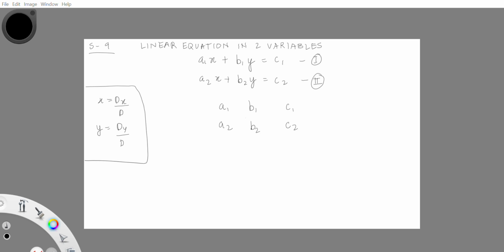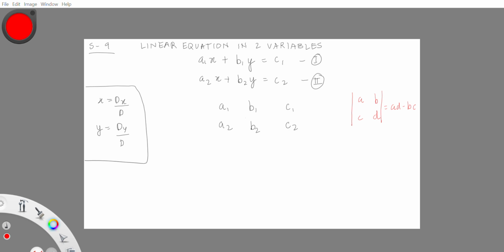Now as we learned in the previous section, a determinant given by a, b, c, d has the value ad minus bc. Now we're going to use this same logic in order to find the determinants.